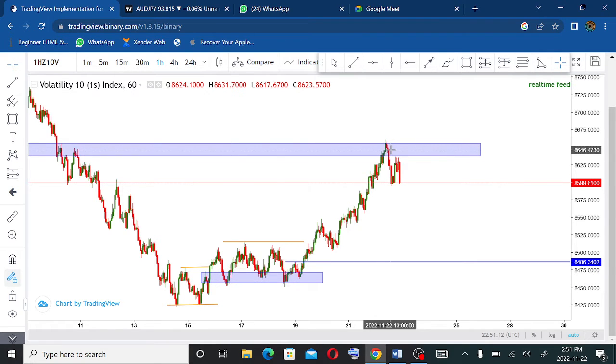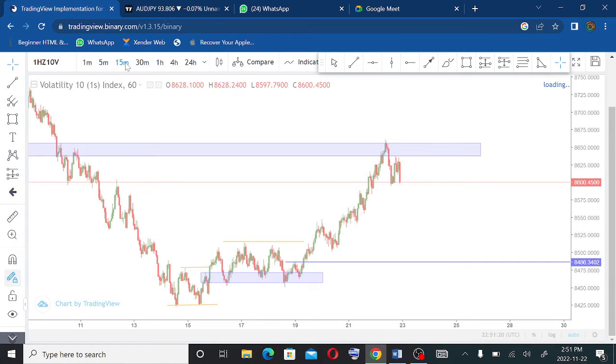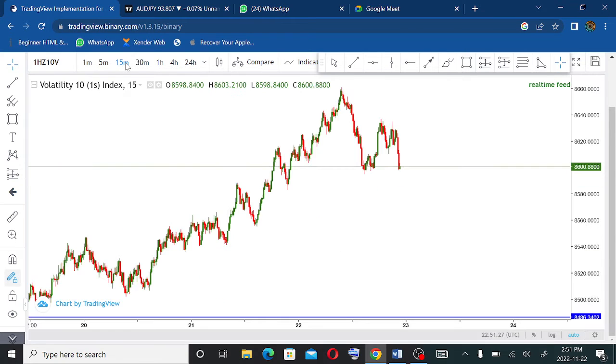So now we are at this point, we're anticipating a sell on volatility 10-1s. But looking for an entry to that point I marked is something very important. For me to pick a sell, this is basically what I do.